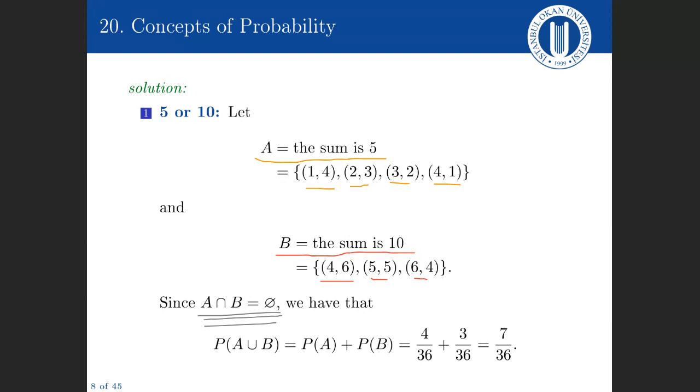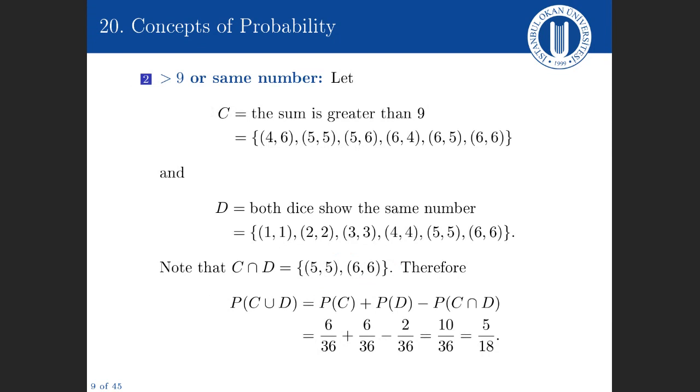Now we're ready to calculate the probability of A union B. The probability of the sum is 5 or 10. And because the intersection is 0, we're just doing the probability of A plus the probability of B. A has 4 elements, so the probability of A is 4 divided by 36. B has 3 elements, so the probability of B is 3 divided by 36. And then, of course, the answer must be 7 over 36.